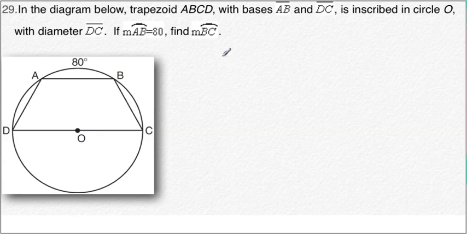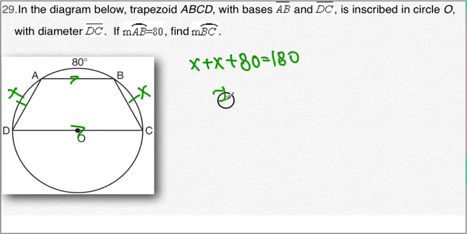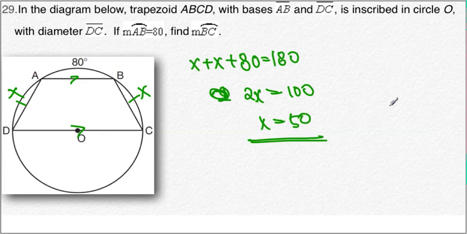One thing we get to realize is that since it's a trapezoid, these two lines are parallel, which makes arc AD equal to arc BC. Since we are looking for arc BC, if we call this one x, this will also be x. Hence we have x plus 80 must be equal to 180, and 2x must be equal to 100, where x must be equal to 50. That becomes our answer.